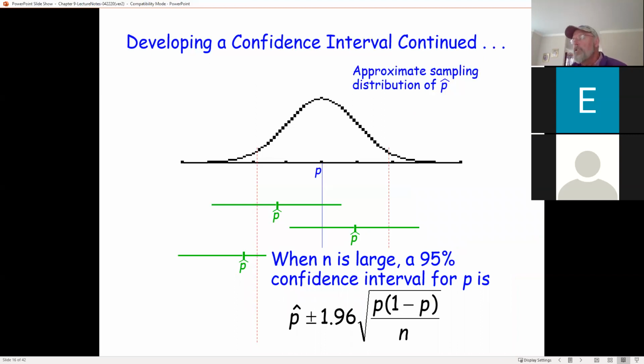So when n is large, a 95% confidence level is going to be this term right here. So this is a confidence interval. And all we need to know is p and p hat, and we can build that confidence interval.